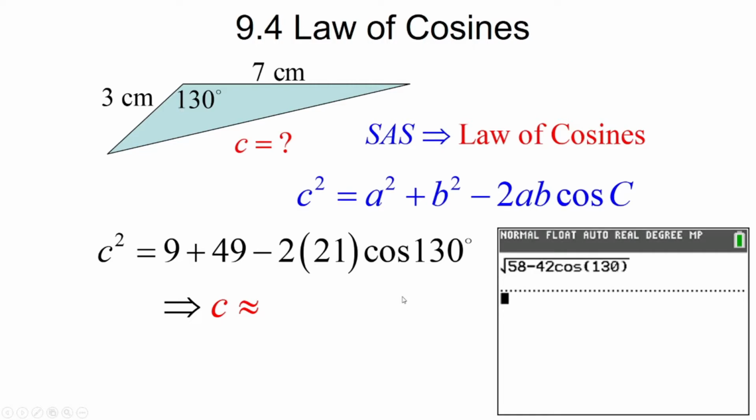Anyway, this C is what? So that's a distance, so I need 3 sig digs, 9.22. And then, do I have units? Yes, I do. My lengths are in centimeters. So there you go. You just found C.